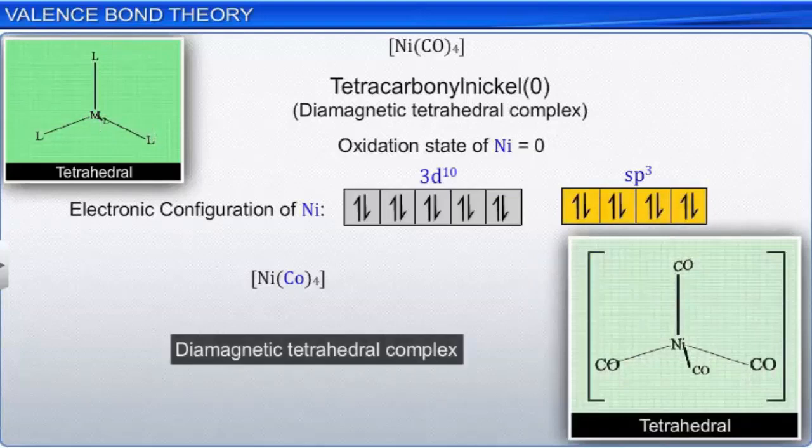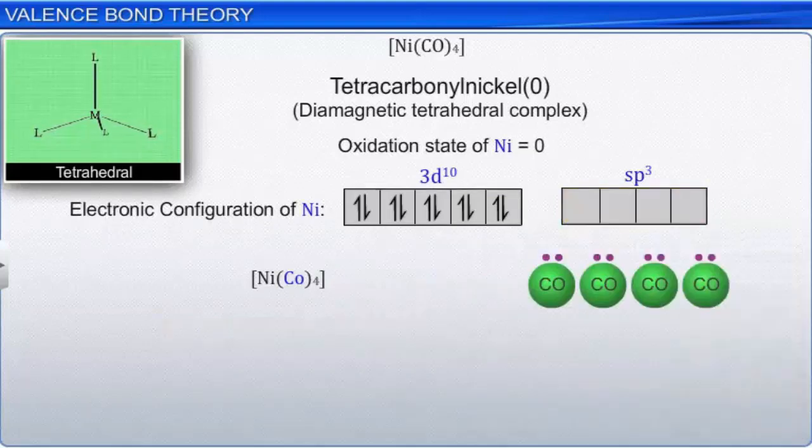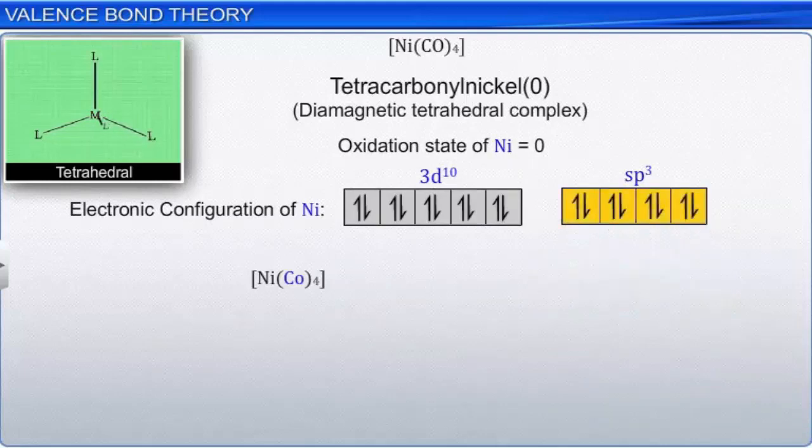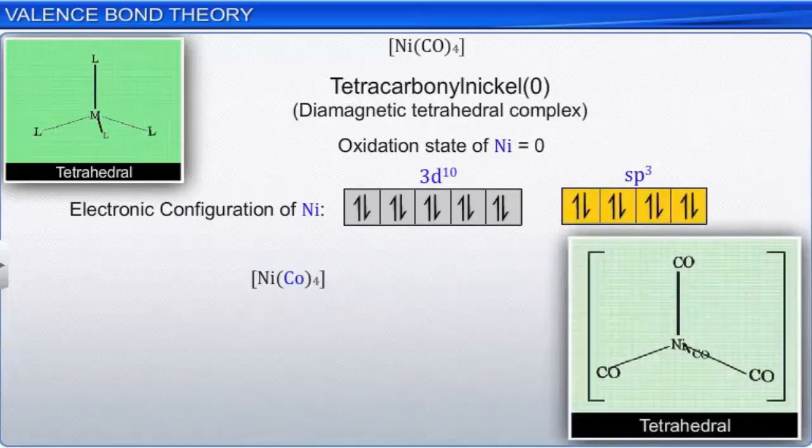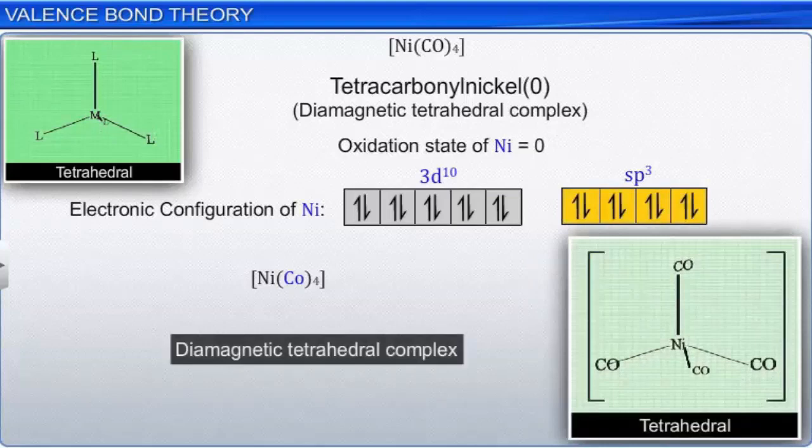Now these four carbonyl groups donate lone pairs of electrons into the sp3 orbitals and form the complex. So it is a diamagnetic tetrahedral complex.